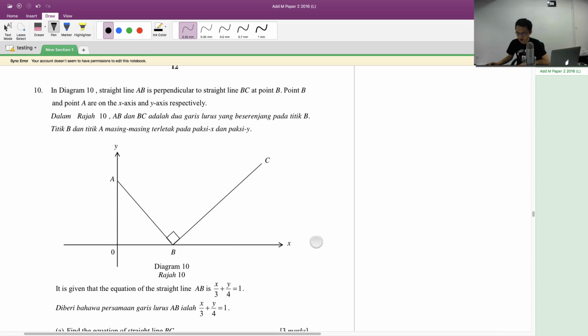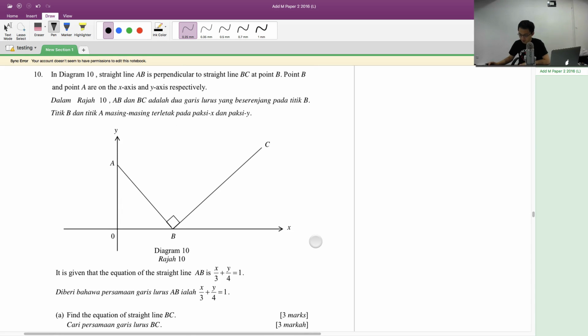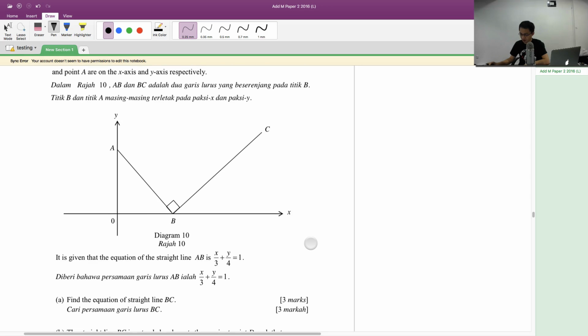Okay, so for question number 10. Straight line AB is perpendicular to BC at point B. Point B and point A are on the x-axis and y-axis respectively. It is given that this equation. So first thing is you have to understand what this equation is. This is intercept form. So if you know this is intercept form, first thing is you always need to make sure it equals positive 1, alright?